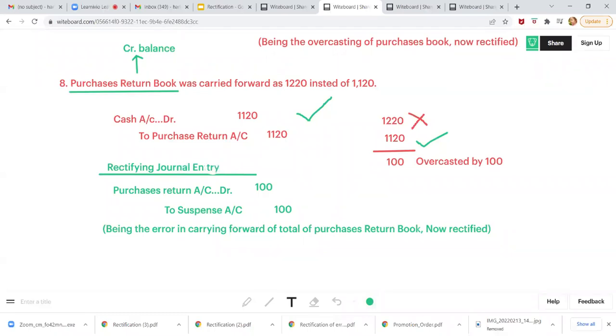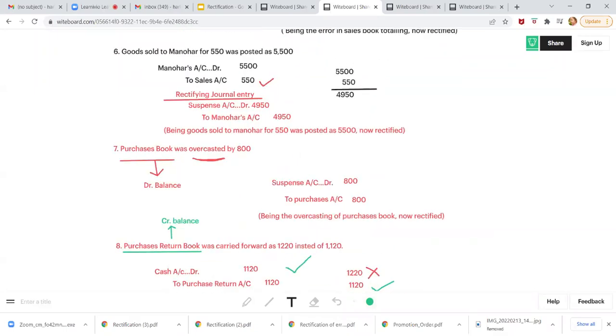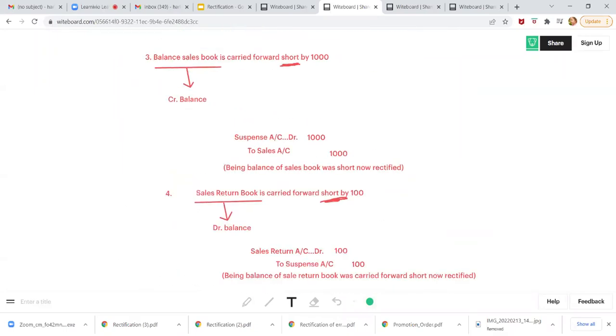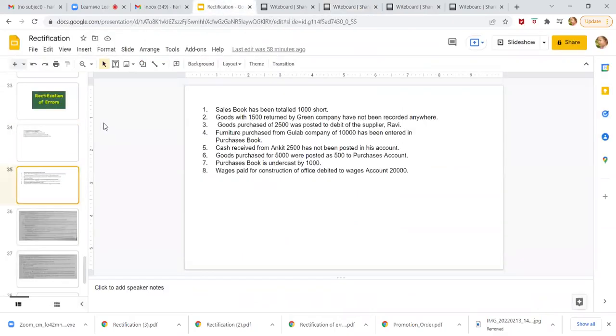So till now, is there any doubt, Khushi? No, ma'am. All right. So here we have this question. Khushi, you have to attempt this question, all right? Okay, ma'am.